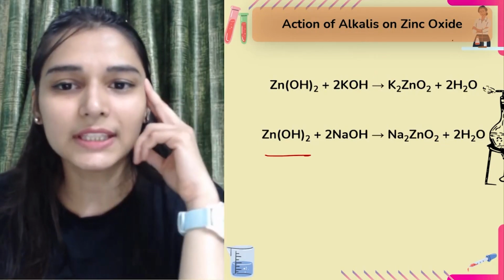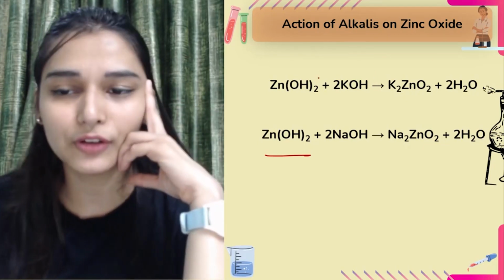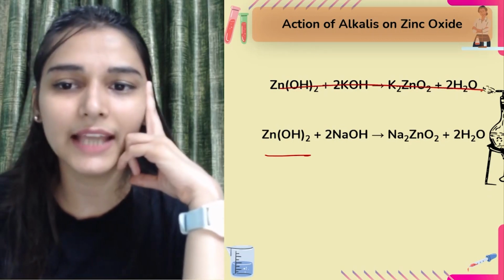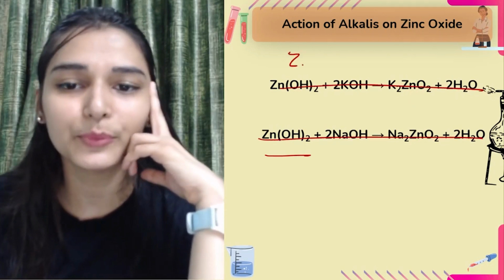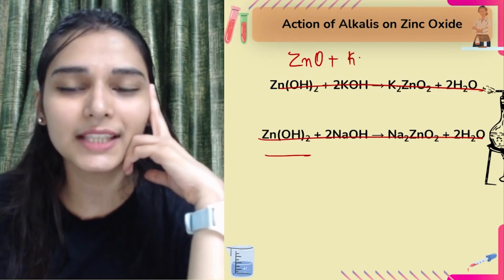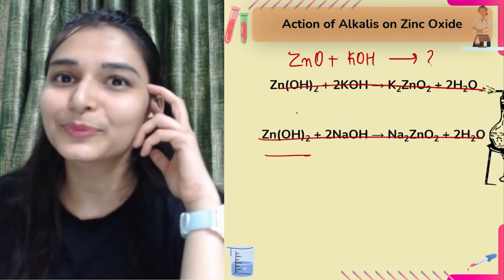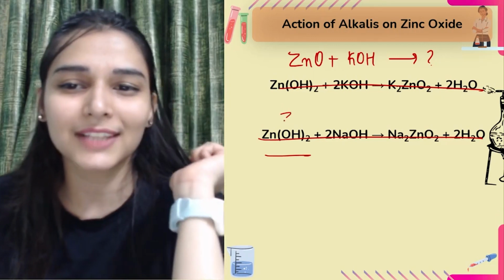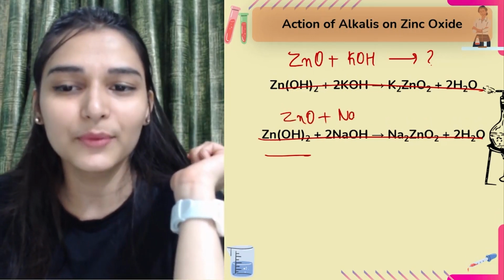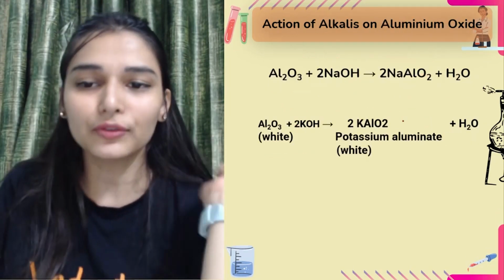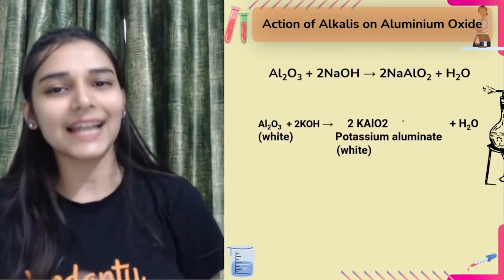Okay, so you can see that here they have taken hydroxide, but you have to write the reaction with oxide. You can just cancel it. At home, you will write zinc oxide with potassium hydroxide. Okay, what would be the product? I want you to tell me. Zinc oxide with sodium hydroxide. Leave the hydroxide and show it with the oxide. That is what I want.